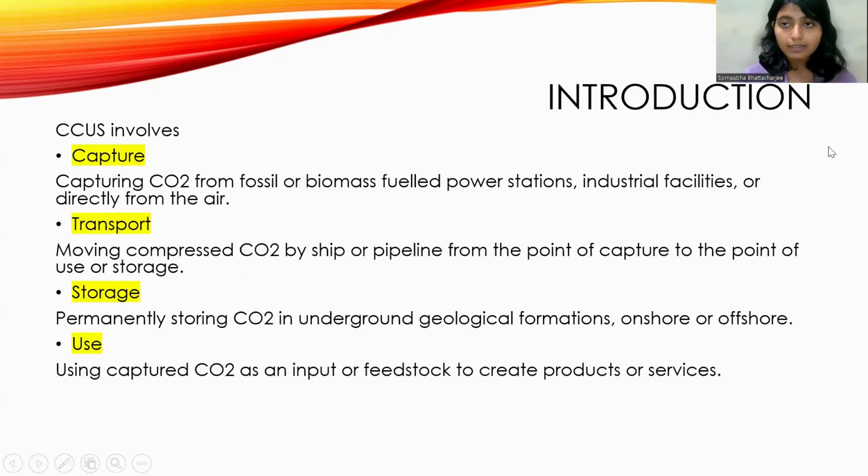So first, let us start with the basic introduction of CCUS. Basically, CCUS stands for Carbon Capture, Utilization and Storage. It is a technology which involves four basic steps, which are capture, transport, storage, and use. Talking about capture, the first step is that we capture carbon dioxide from the fossil or the biomass fuel power stations, industry facilities, or we can also directly capture the carbon dioxide from the air.